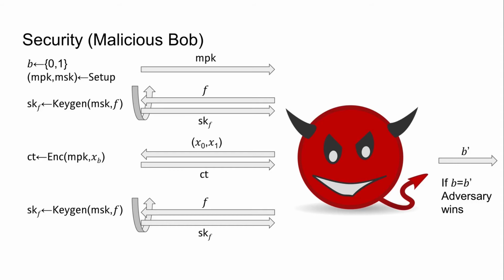To make it non-trivial for the adversary to win the game, we need to enforce an additional restriction on the functional key queries asked by the adversary. Right now, the adversary could obtain a functional key for a function f such that f of x0 is unequal to f of x1, which would allow the adversary to directly determine which of the two messages x0 and x1 has been encrypted. To prevent the adversary from doing this trivial distinction, we only allow it to submit functional key queries for functions where it holds that f of x0 is equal to f of x1.